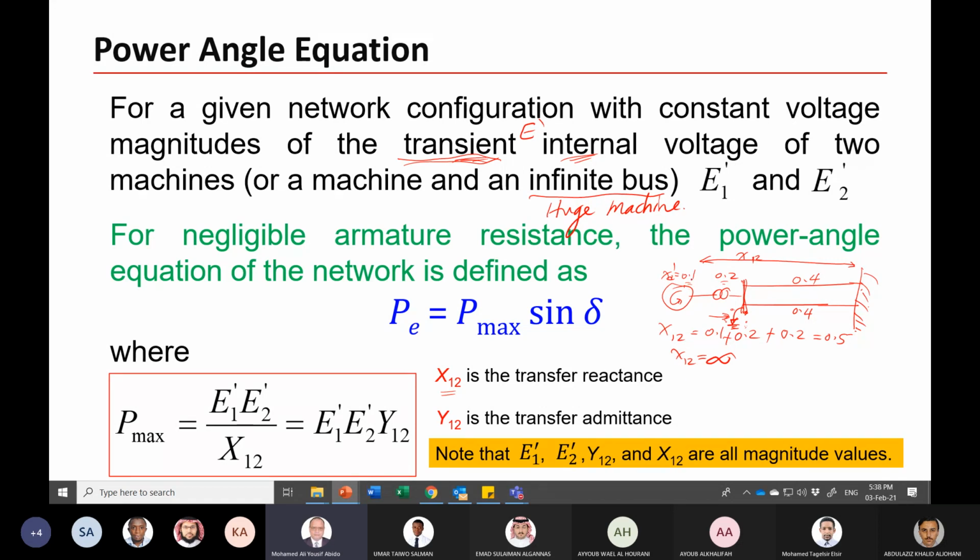There is no power transfer between the machine and the infinite bus. If we have a short circuit here at this bus, no power will go through the transmission line. This is very simple and can be developed here. We have 0.3 impedance here, 0.1 plus 0.2, and a short circuit here, and you have here 0.2, which is the parallel of 0.4 with 0.4.